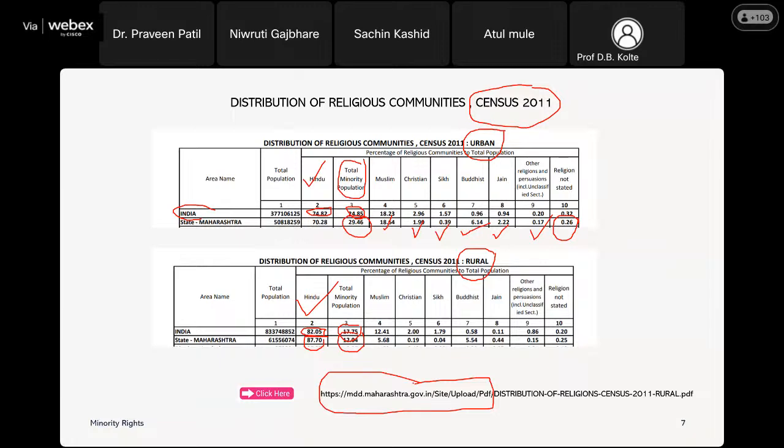A gentle reminder, this particular census is of 2011. We are not talking about the picture of 2023. As per 2011 census, this is the figure. And if this is the figure, the benefits which are going to be conferred or which are being conferred as of now are based on the population count of 2011.